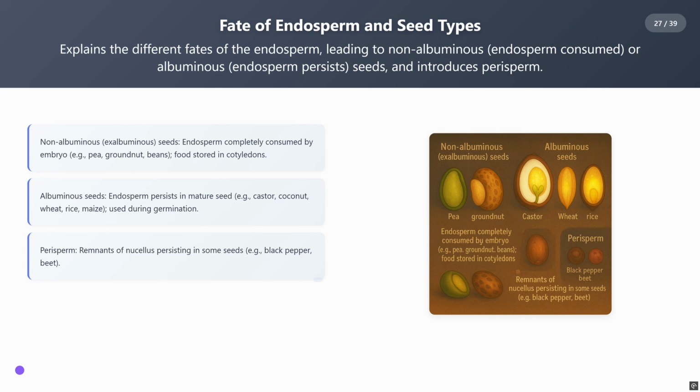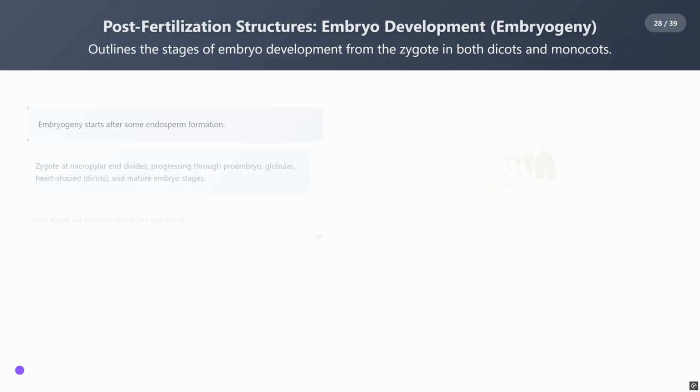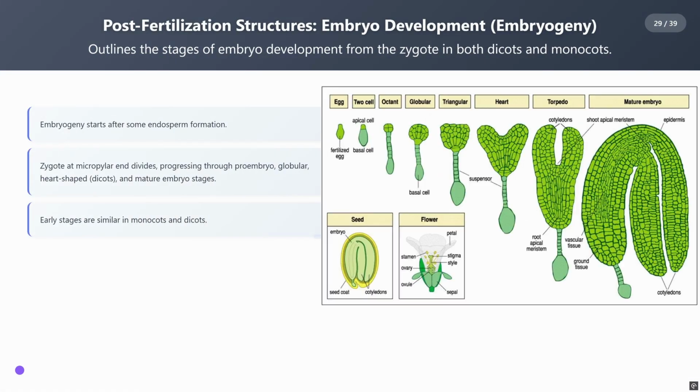And sometimes there's even another leftover. In some seeds, like black pepper and beet, remnants of the nucellus, the tissue that originally surrounded the embryo sac, also persist in the mature seed. This persistent nucellus is called the perisperm, and it can also act as a storage tissue. Perisperm. Extra snack. Okay, so that's the food supply sorted. Now, what about the main event, the embryo itself? How does it develop from that single-celled zygote?